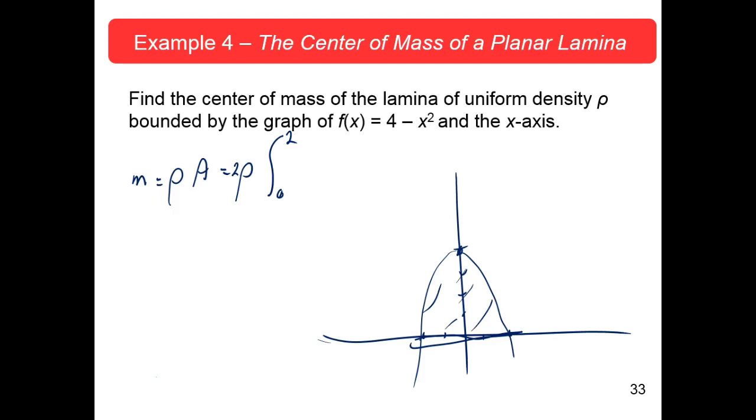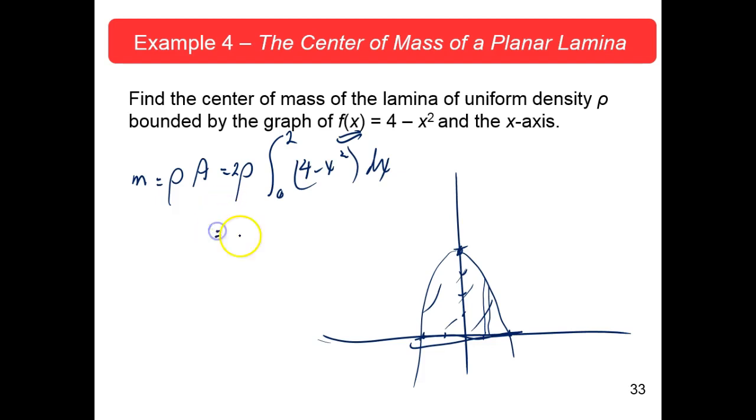So what is the area over here? What's the height of that bar? f of x, so that'll be 4 minus x squared. And the width of the bar? dx. That's it. You double it going from 0 to 2, and you've got it knocked.